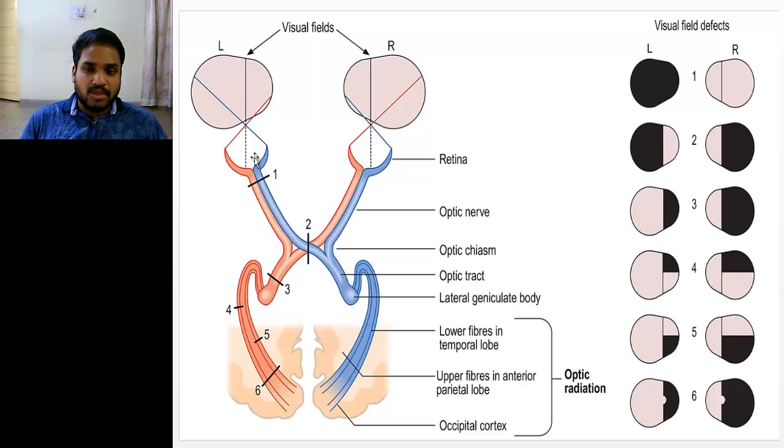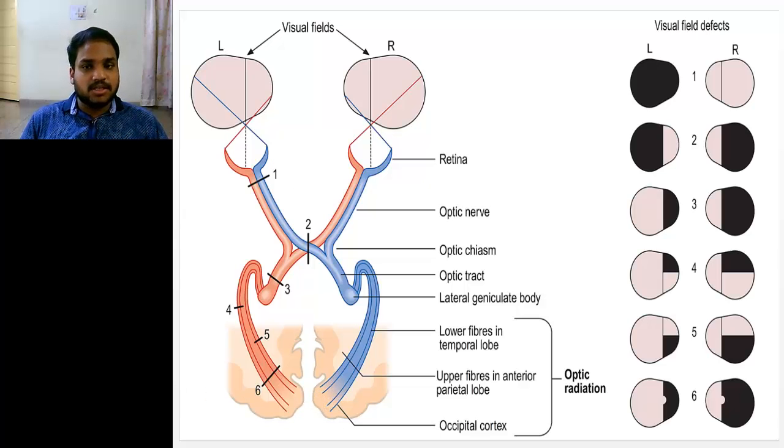So the impulses will travel through the optic nerve, at the optic chiasm, and then through the optic tract into the lateral geniculate body, right? This is the optic nerve, optic chiasm, optic tract, and reaching the lateral geniculate body. Now from the lateral geniculate body, the impulses would go into the occipital cortex through the optic radiation. Fine. So this is how the visual impulses reach the visual occipital cortex, right?